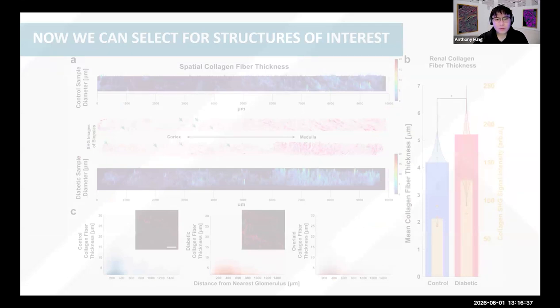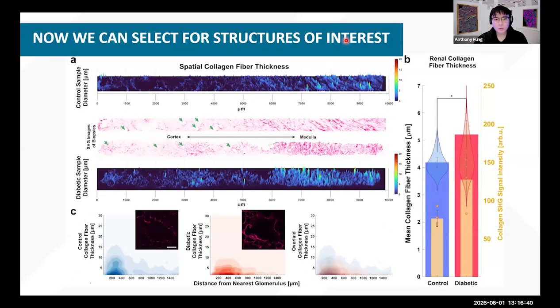The other morphological analysis that we did in this paper is to look at the collagen fiber thickness. Basically, we transformed the second harmonic generation image into a 2D distance map, where each pixel is then replaced by its distance to the nearest background pixel. You can see from the 2.5D images here, generally we see the same trends in the control versus the diabetic samples, where you have the cortex and the medulla very different, with the medullary ends having a very dense collagen fiber matrix.